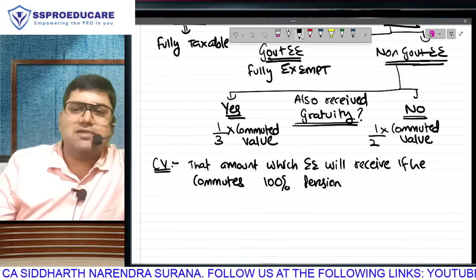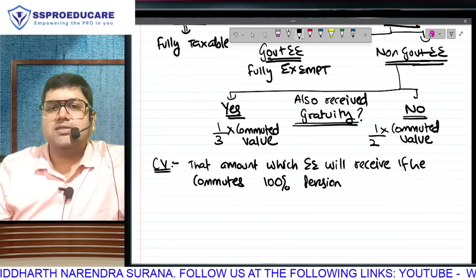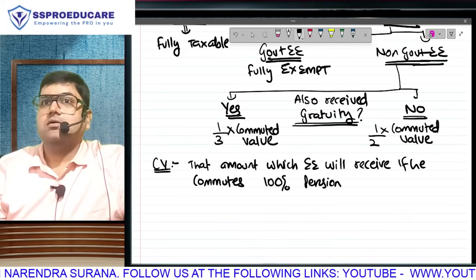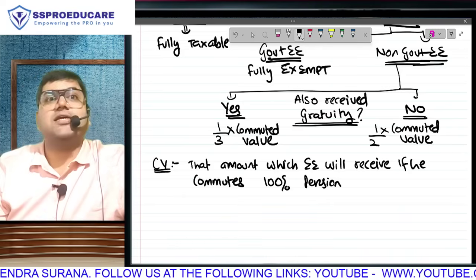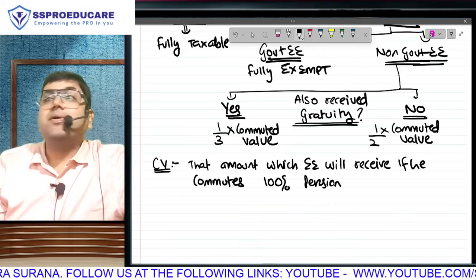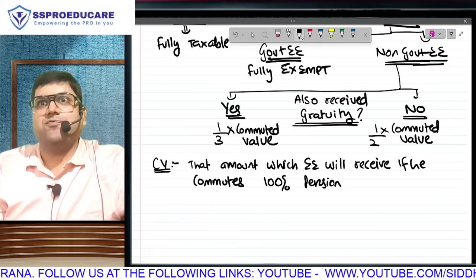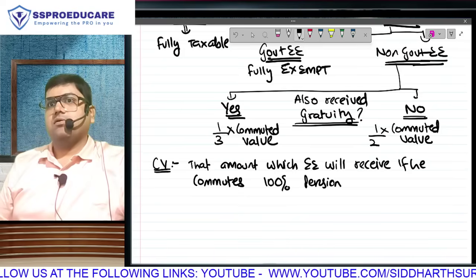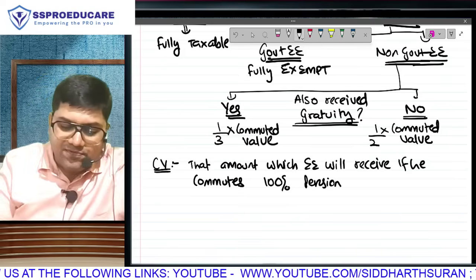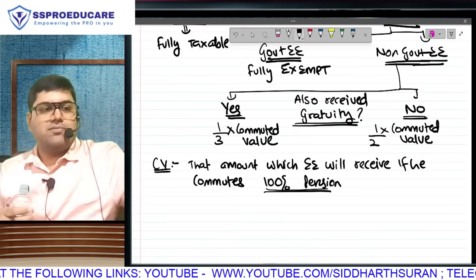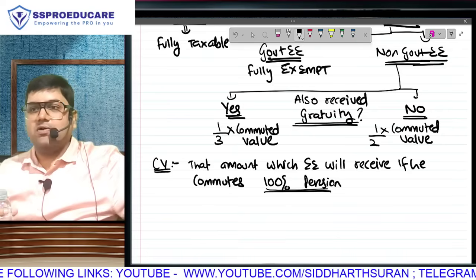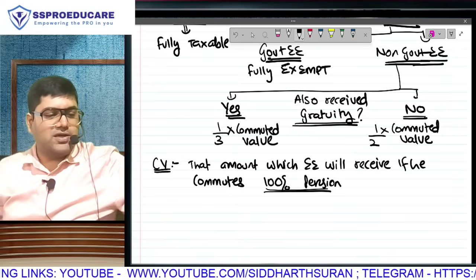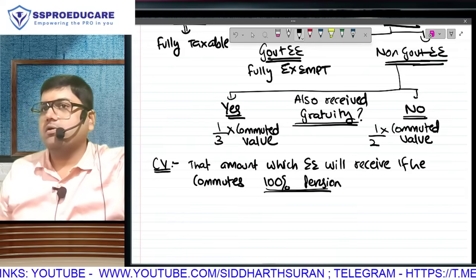In the example itself that we have done, he had received how much? If he goes for 100% commutation, 6 lakh. So we will do half or 1/3 of 6 lakh based on gratuity received or not. But supposing he commutes 70% and gets only 4,20,000, half or 1/3 will still apply on 6 lakh. Half or 1/3 will apply on the 100% amount. Half or 1/3 will not apply on what you have received. Half or 1/3 will apply on what you should have, you could have received if you go for 100%.